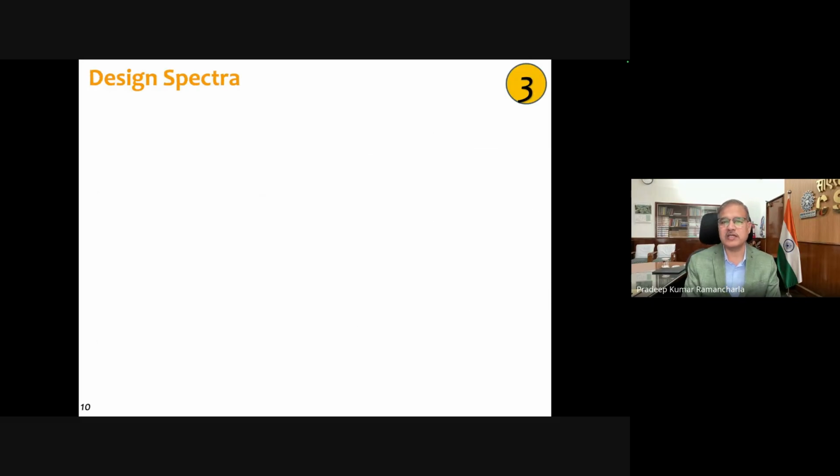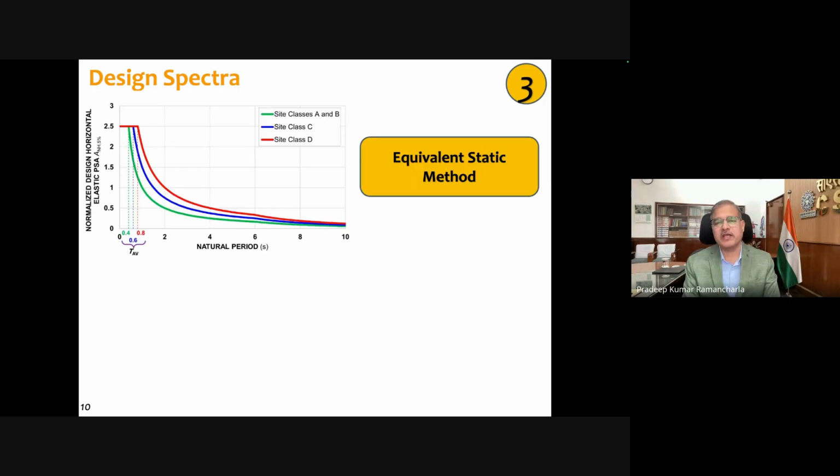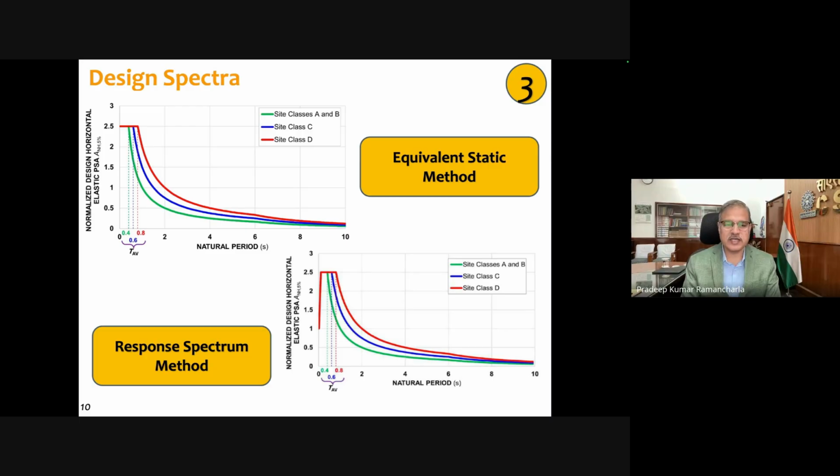Now coming to the third important change, that is the design spectra. Design spectra are given for 2 methods. One is the static method, which we call the equivalent static method, and the second one is a dynamic method, which we call the response spectrum method. In the dynamic method, we have the response spectrum method and the response history method. In both of these, long period structures are also taken into consideration, and the spectra are extended up to 10 seconds, and given for 3 site classes.